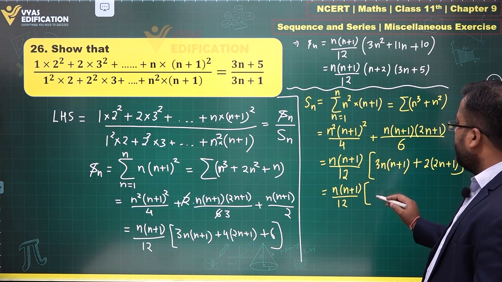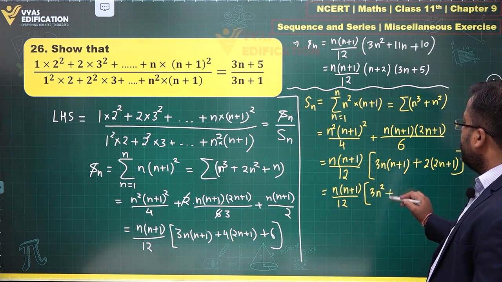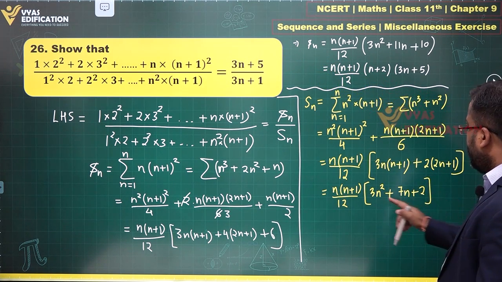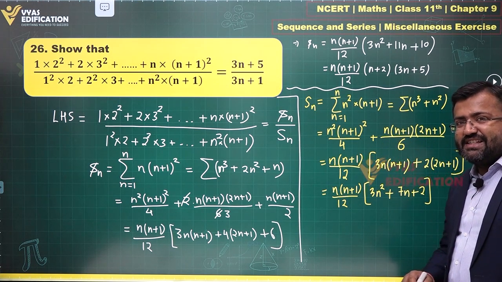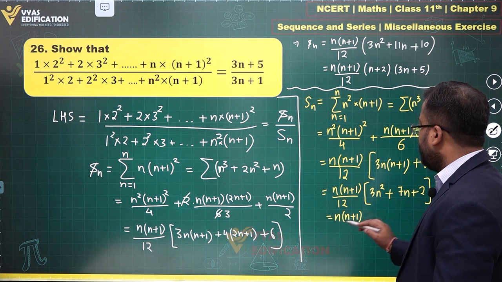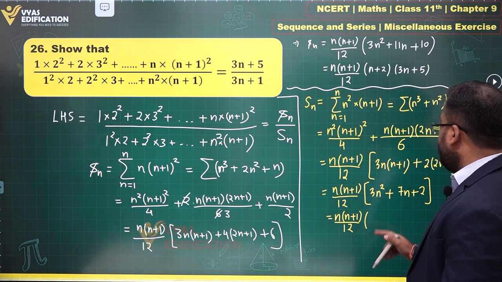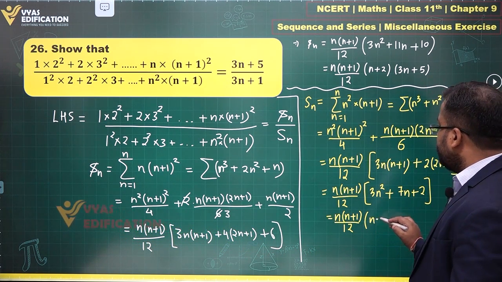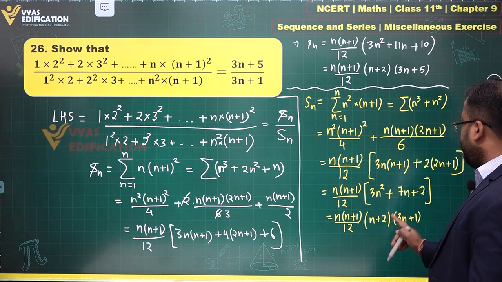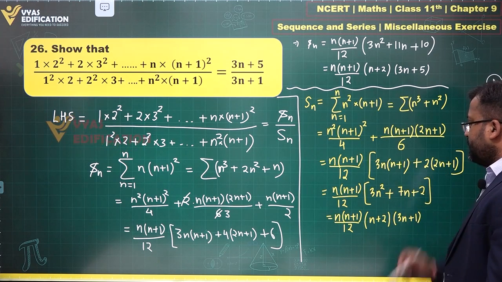In the bracket, what do we have? This is 3n square plus 3n plus 4n is 7n plus 2, and 3 times 2 is 6. You can write 7 as 6n plus n. Factorizing this, this will be 3n square plus 6n. One of the factors will be n plus 2. The other factor will be 3n plus 1. Right? 3n square plus 6n plus n is 7n, and plus 2 is what you get.